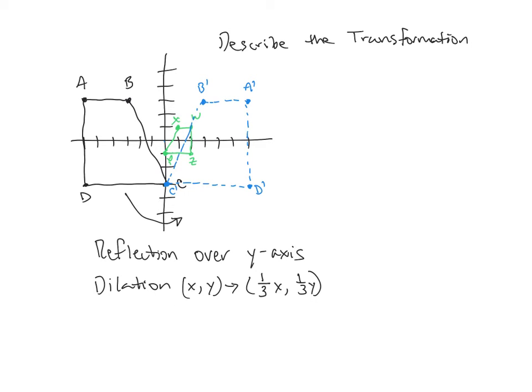If it was the other way around, if we were going from the green one to the blue one, the picture's getting bigger, so I put the bigger number on top, and I would just say 3/1 or just 3.